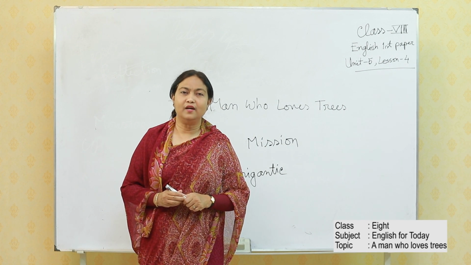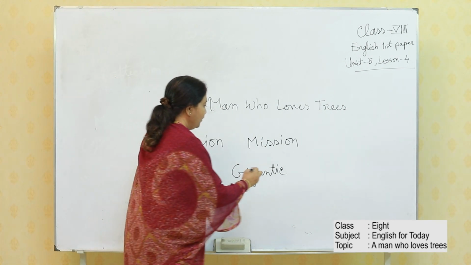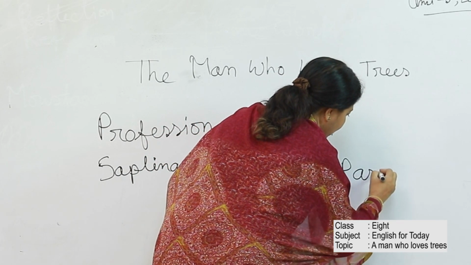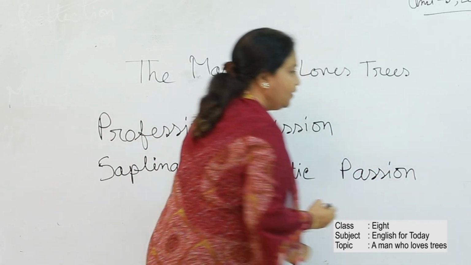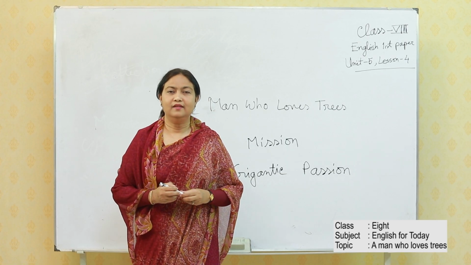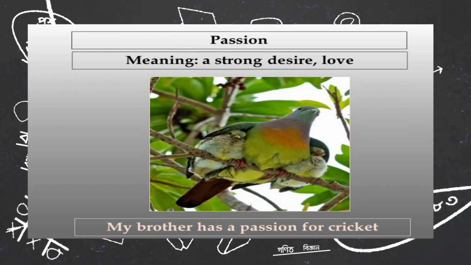Now, the next word is passion. What's the word? The word is passion. Look at the picture, students. You can see in the picture that a bird is taking care of her children. That means the bird is very caring and loving. So, passion means a strong desire or love. Now, can you make a sentence? Yes, the sentence is, my brother has a passion for cricket.